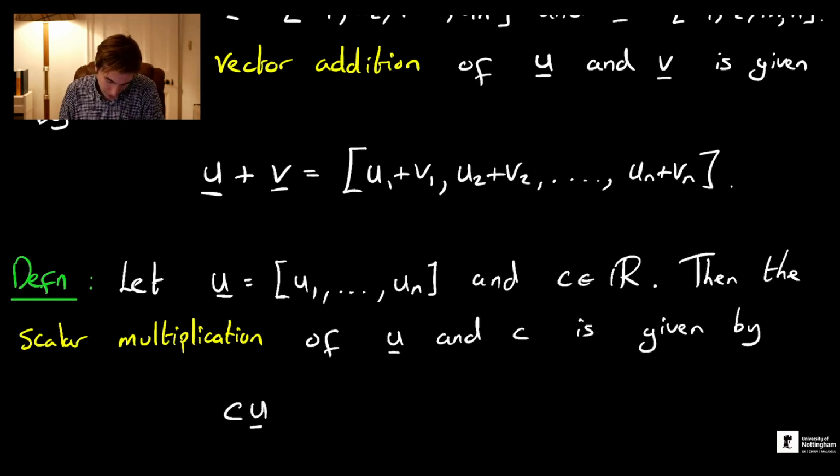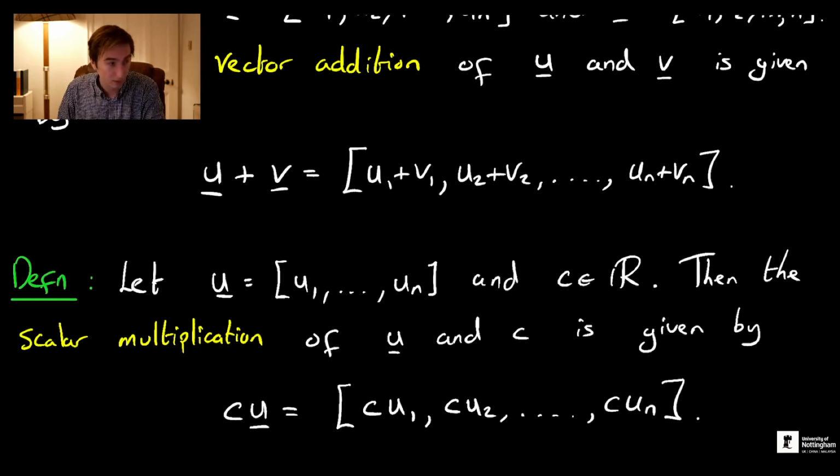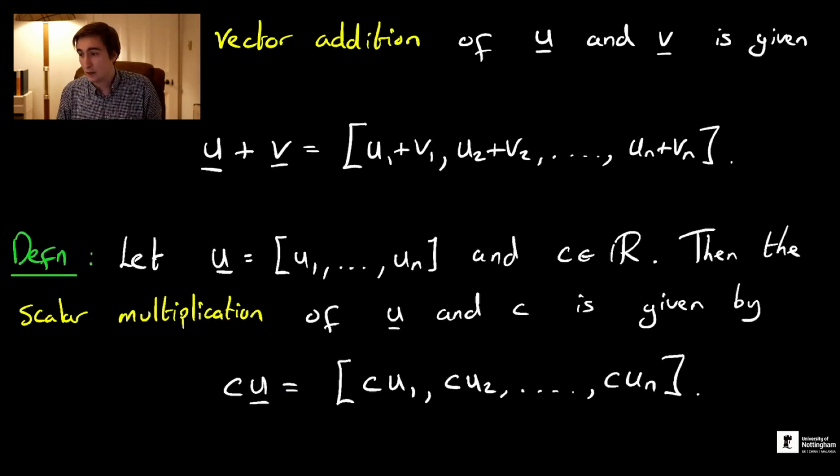We get c times u is going to equal, and then we just multiply using the usual multiplication of real numbers. That's just going to be c times u1, which is a new real number, c times u2, going up to c times un. And we see that's a perfectly valid definition. Here c acts on u and should map it to a new vector. In other words, each of these terms gives a new real number, and therefore this whole thing is some new vector in Rn. So this is a perfectly valid definition of scalar multiplication in Rn.